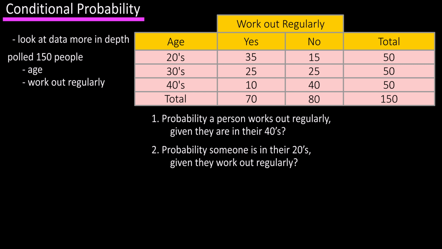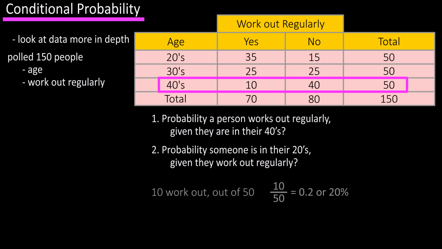For the first question, it's given that they're in their 40s, so we need to look at just the data for the 40s in this row here. And we have 10 respondents that work out of a total of 50. So 10 divided by 50 equals 0.2 or 20%.